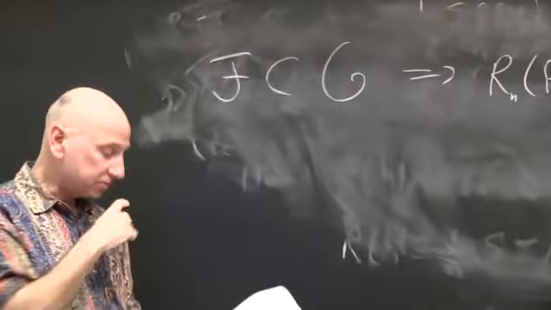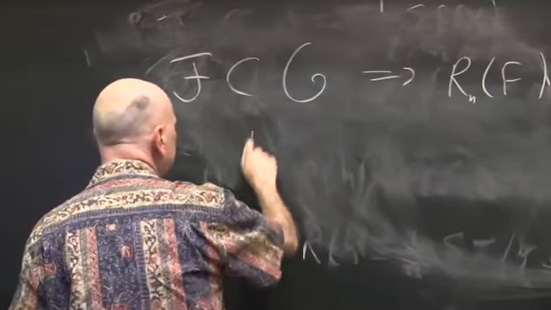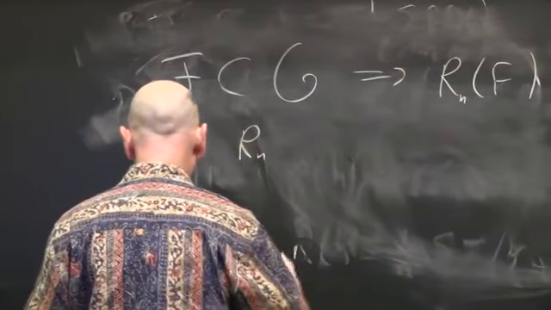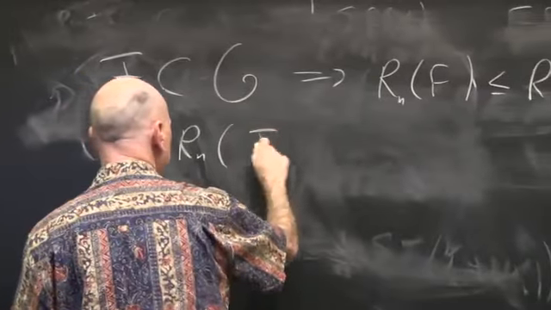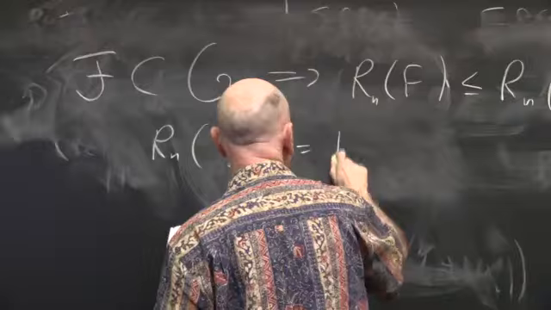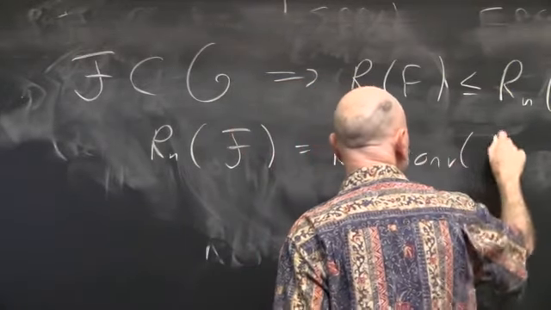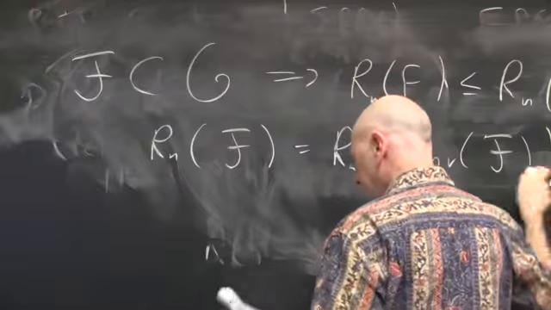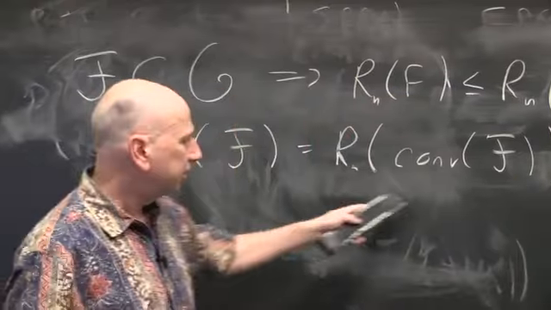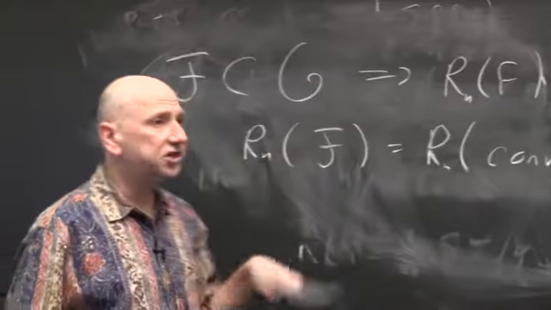Here's another. This one's actually kind of interesting: the Rademacher complexity of F is equal to the Rademacher complexity of the convex hull of F, all convex combinations of functions in there. It doesn't change the Rademacher complexity.